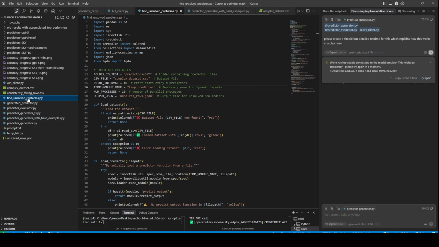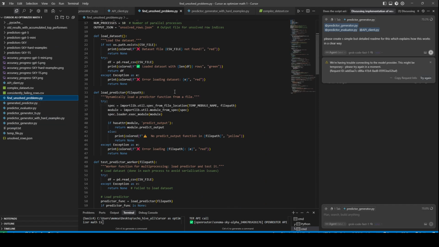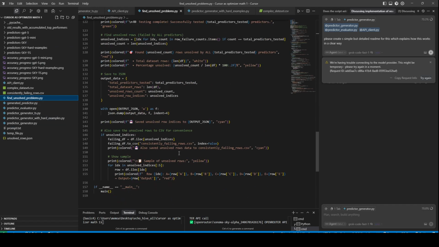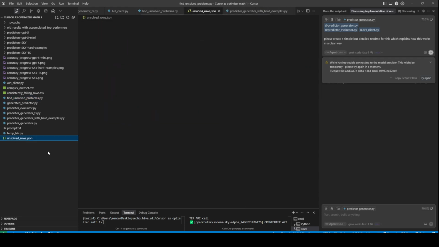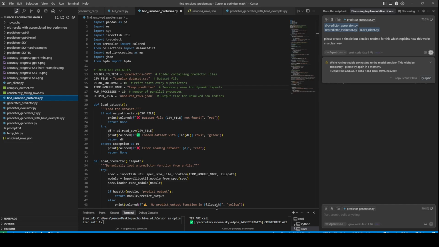So therefore, I created the script called find unsolved problems. When you run this, it actually runs very cool. It uses multiprocessing and whatnot. It generates this JSON file, which I would have to run again, I suppose.